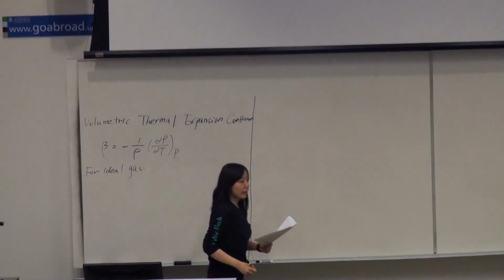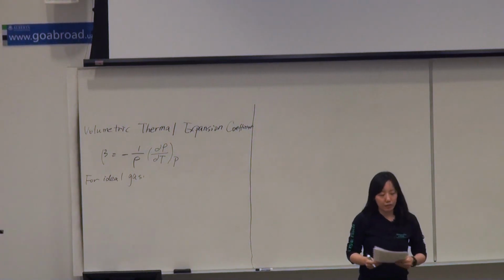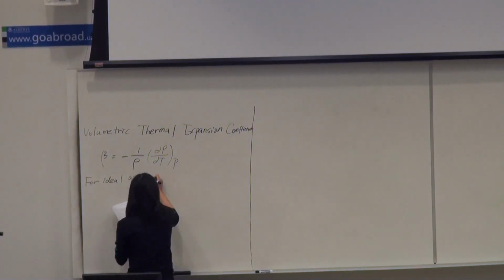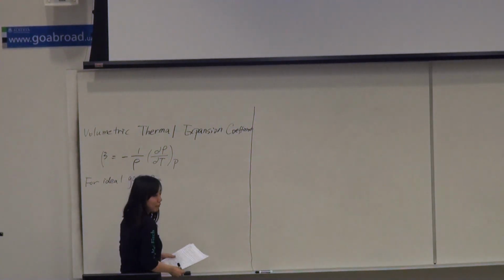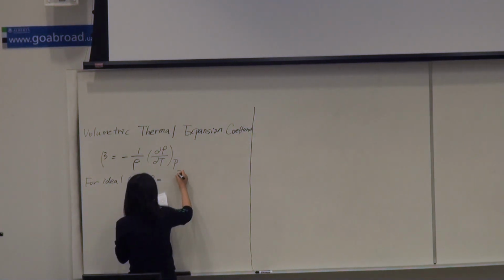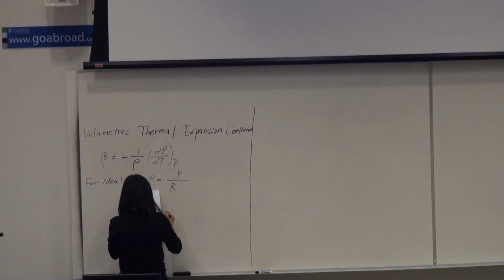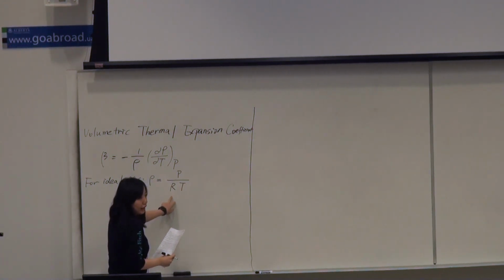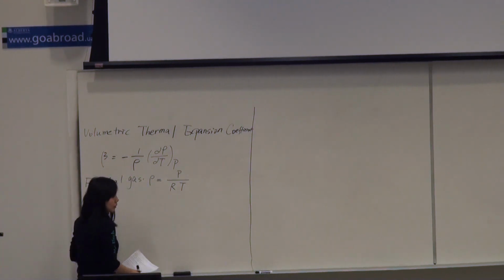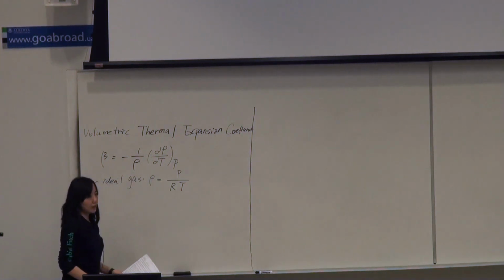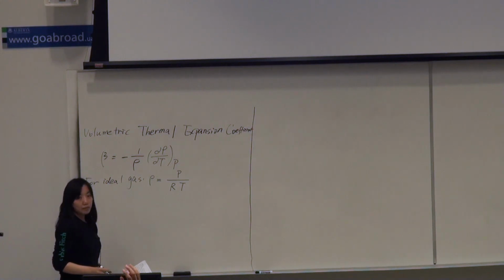As you are taking thermodynamics courses, for an ideal gas, we have the density equal to pressure over the ideal gas constant R times T. This gives us the density of an ideal gas, and the T here must be the absolute temperature.